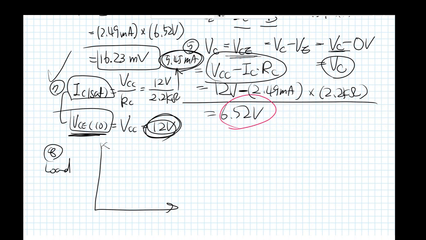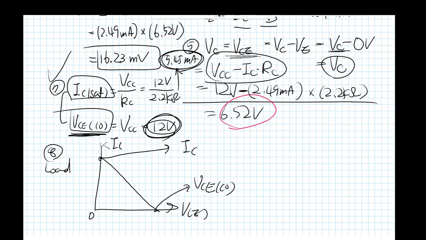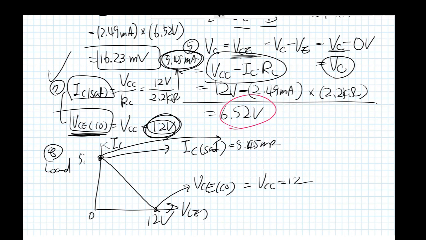Okay, load line. So that was V sub CE, the cutoff. And then that was the I sub C. And then that point, I sub C saturation. Okay. Any question? So I sub C saturation, 5.45 milliamp. That's right there. And then V sub CE cutoff is V sub CC, the 12 volt. Okay.